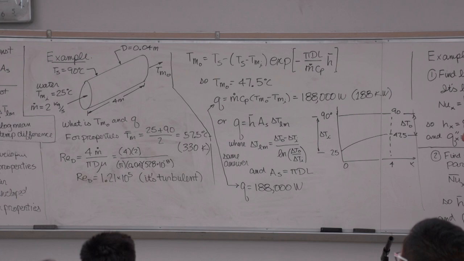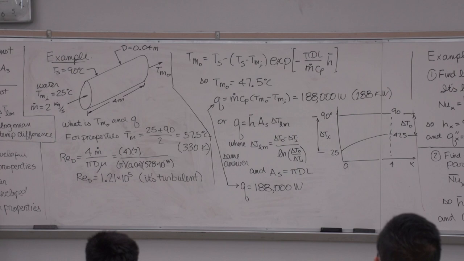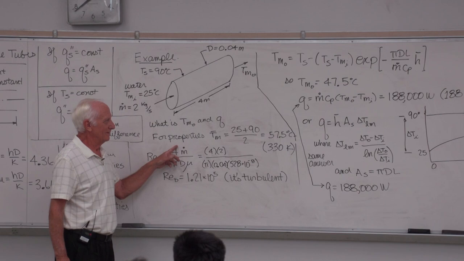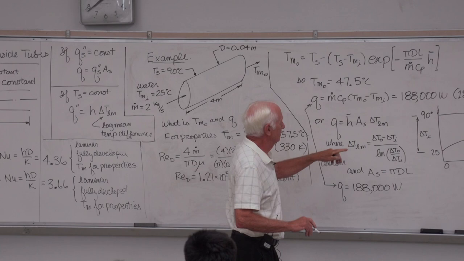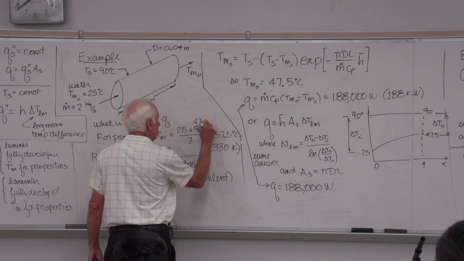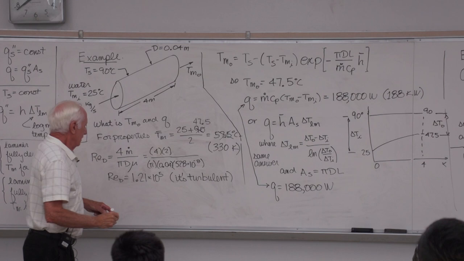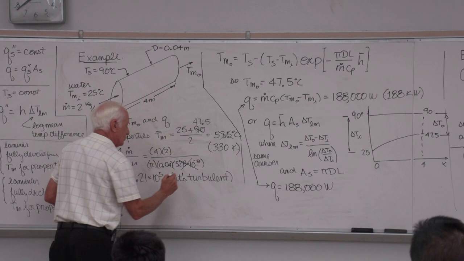Of course, these answers aren't right at all. Why aren't they right? Go way, way back to the first line that you started with, for properties. Did it come out at 90? Oh no, not even close. Closer to 50, 47.5. Get a new temperature. It won't be that. Go to the back of the book. Get the properties at that temperature. Mu changes. Is it still turbulent? I hope so.